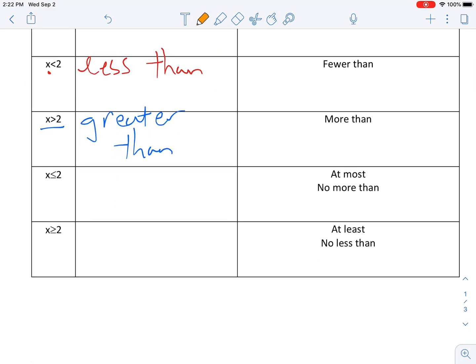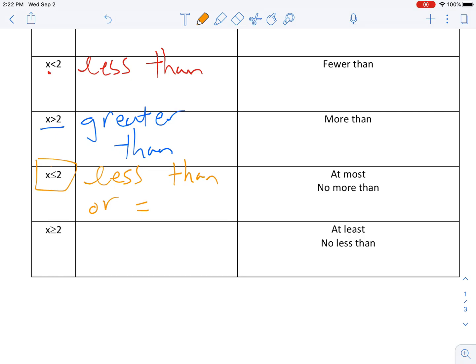Moving along, x is less than, and when it has a line underneath it is less than or equal to 2. So your meaning here is less than or equal. Your associated words are at most or no more than. These are the tough ones. At most, meaning it cannot exceed that value, but it could be that value. So in this example, 3 would not work for x. That's too big. At most it can be is 2.